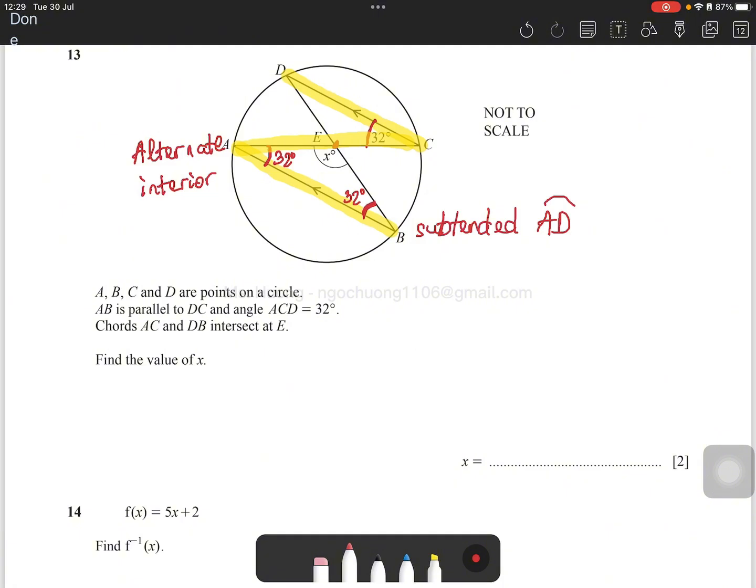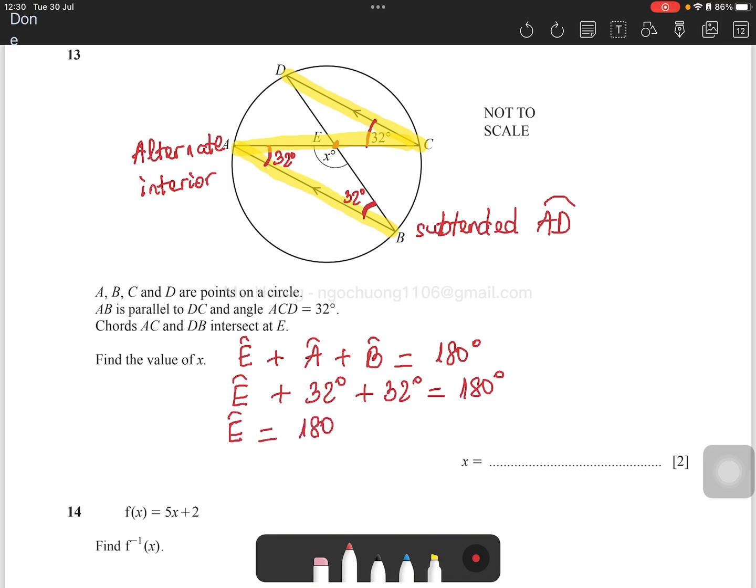And we use this to find the value of x because in the triangle EAB, the angle E plus angle A plus angle B is 180 degrees. The sum of the three angles in the triangle is 180. And we see that the angle A is 32 degrees. Angle B is also 32 degrees. So the angle E is equal to 180 subtract the sum of 32 and 32. So the answer for this is 116 degrees.